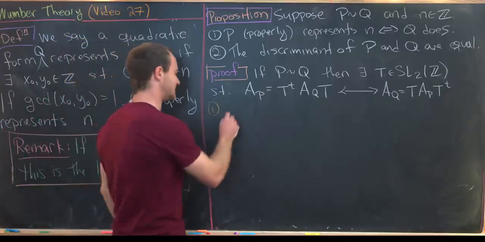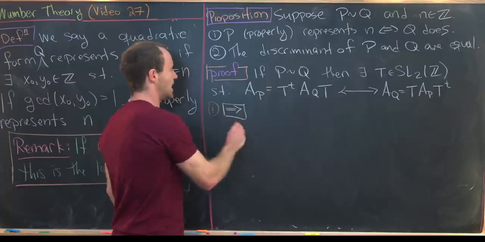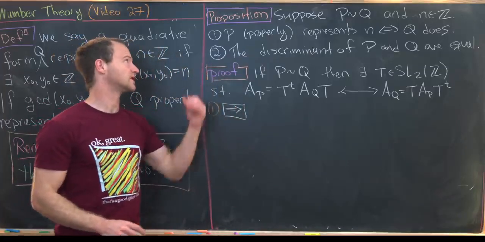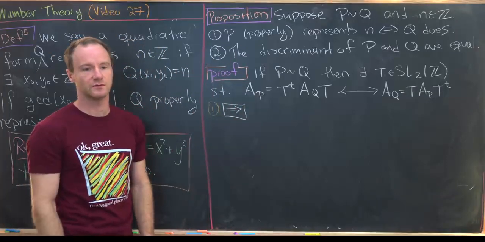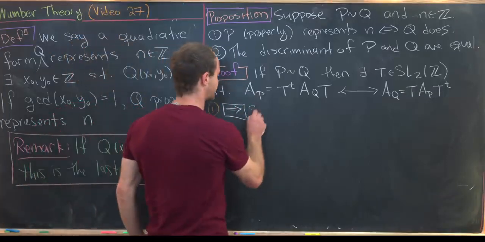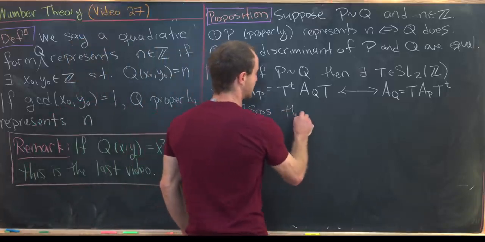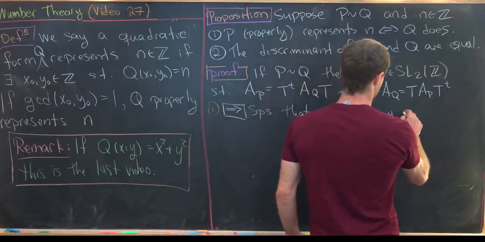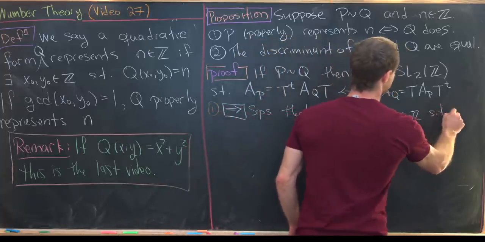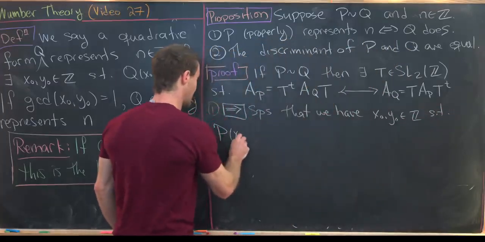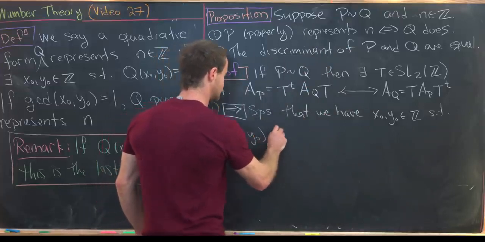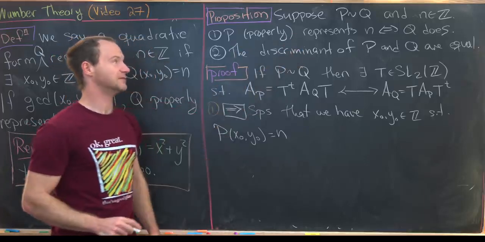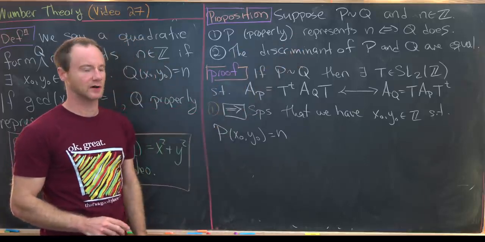So we'll only do a single direction here, and that's because the two directions are essentially the same, except we just replace the letter P with the letter Q. Okay, so let's first suppose that we have x naught, y naught, which are integers, such that P of x naught, y naught equals n. So in other words, n is represented by P. We'll get into the properly part later.